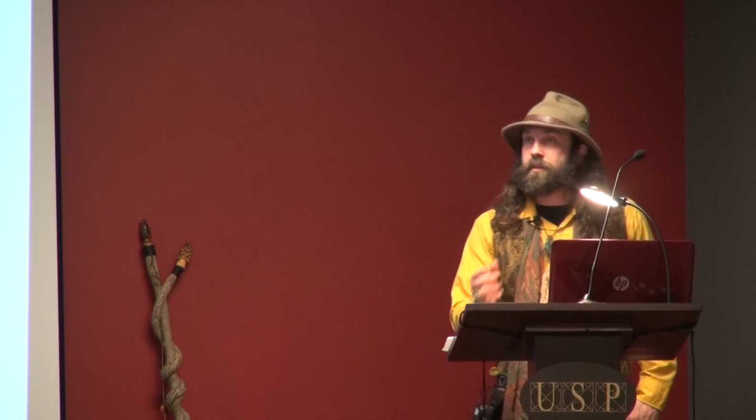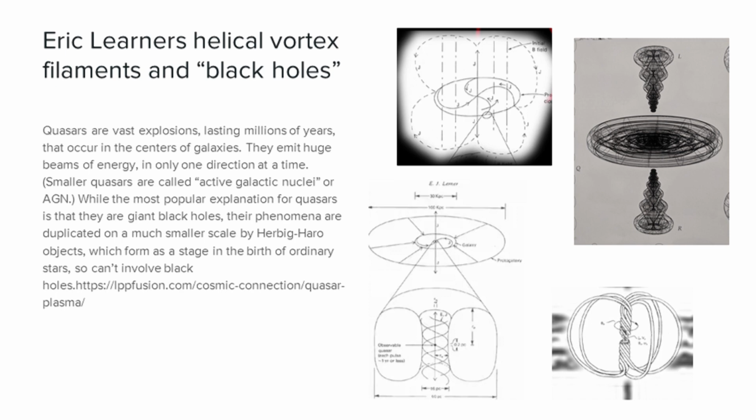Eric Lerner's helical vortex filaments and black holes. Okay, so this is where it starts to get to the point of where your rubber band starts to make sense even more. Eric Lerner is alive, and this is his model of black holes. Now, this is consistent with what just happened here in our own quasar. The illumination that nobody can explain was just part of the kink and the instability that had more charge. Therefore, it was glowing brighter inside of the central bulge of our Milky Way galaxy.